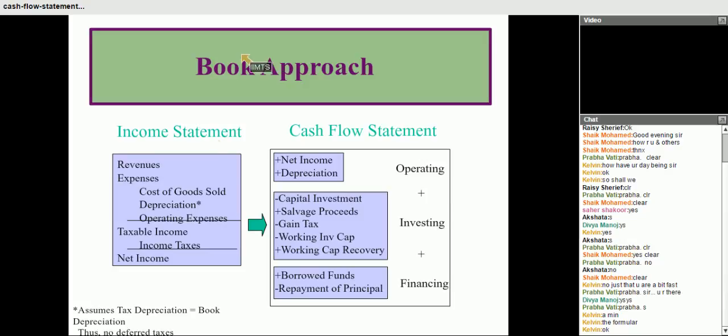This is the book approach. This is your income statement and this is your cash flow statement, right? So this is your operating income, investing and financing. In investing, all these things come: capital investment, salvage proceeds. We will see a few examples shortly. Gain tax, working investment capital, working cap recovery, capital recovery.